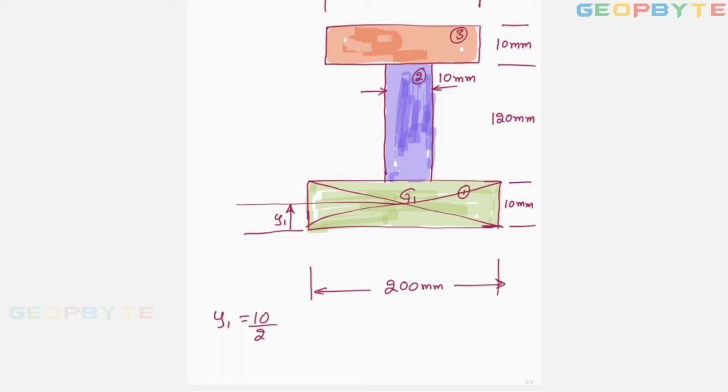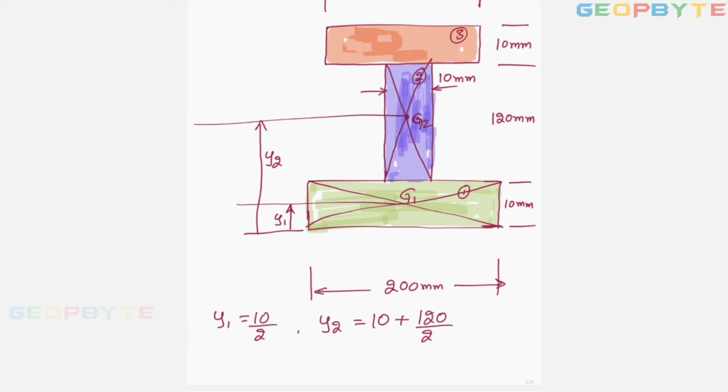Similarly, join the diagonals for section 2. Wherever these two diagonals are meeting, that is the center of gravity for section 2, marked as G2. Then this is y2. Tell me what is the y2 value? y2 equal to 10 plus 120 by 2.